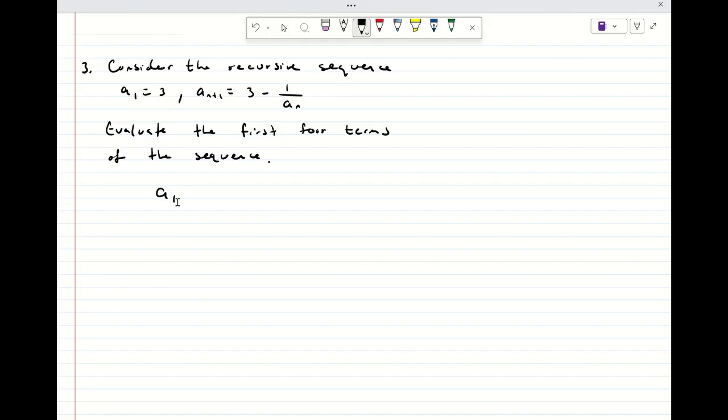So first of all, the first term is given. It's just 3. And for my second term, I'm going to use this formula. So my second term is going to be 3 minus 1 over the term right before. So the term right before a of 2 is a of 1. So this is equal to 3 minus 1 over 3. So 3 minus 1/3 gives you 8/3. So we have our second term of our sequence.